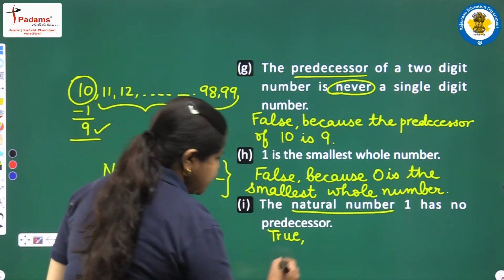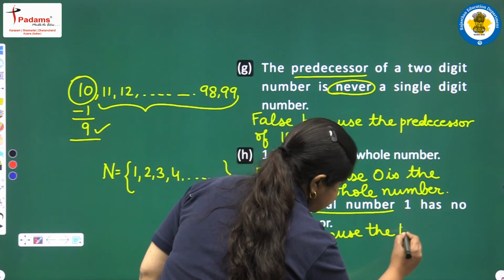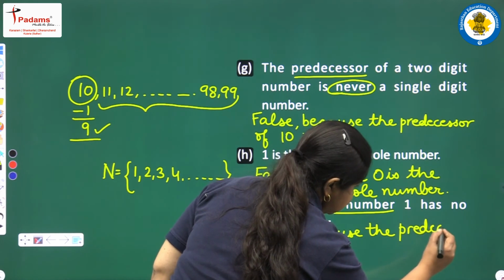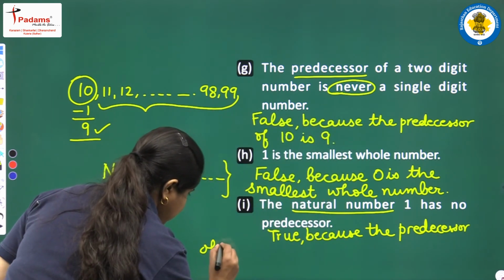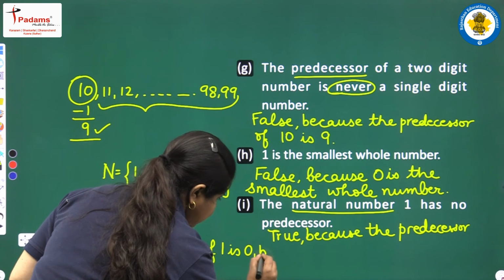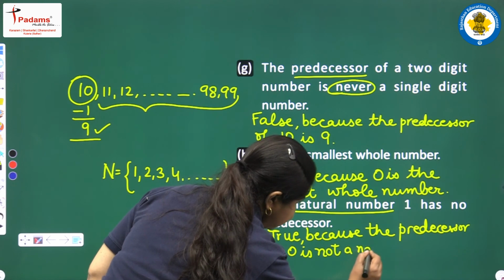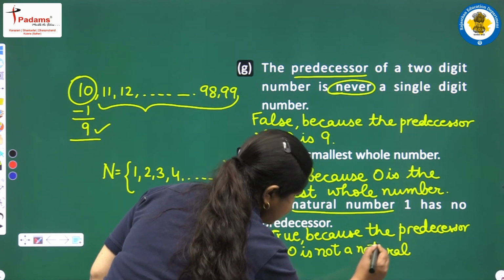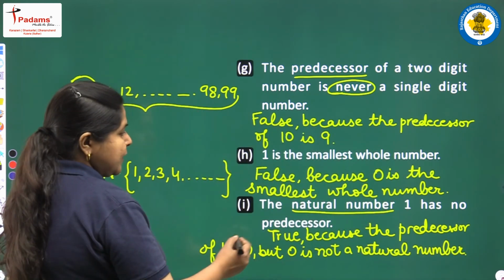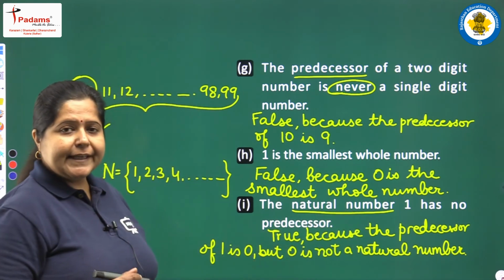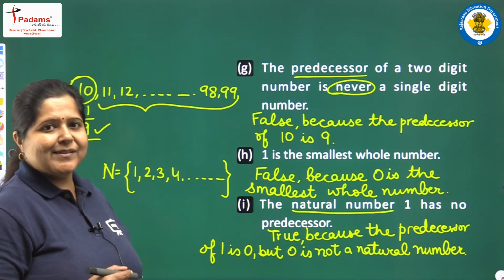Why true? Because the predecessor of 1 is 0, but 0 is not a natural number. So when we consider 1 as a natural number, then it does not have any predecessor, but when we consider it to be a whole number, then its predecessor is 0.